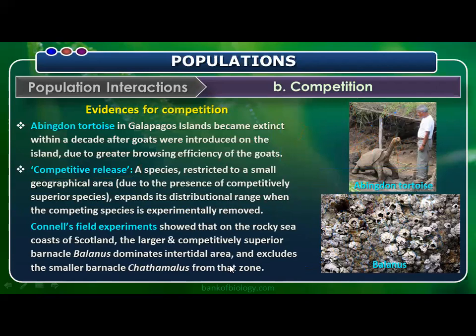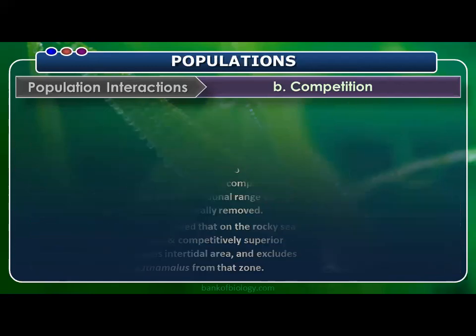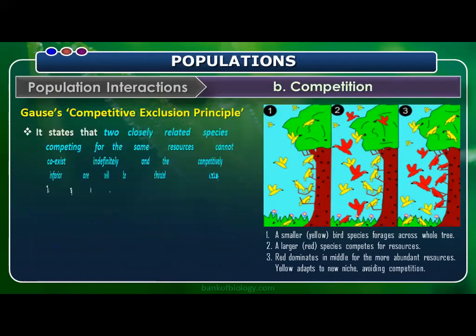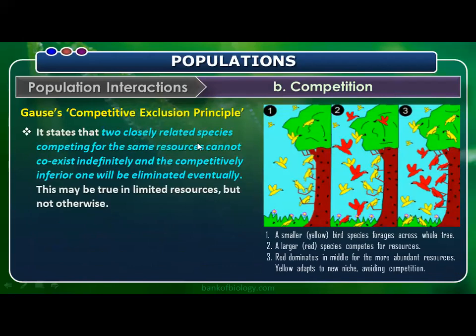Okay. Next, this experiment was actually done by Connell. His field experiments, we used to say, showed that on the rocky sea coast of Scotland, the larger, competitively superior barnacle Balanus dominates the intertidal area and excludes the smaller barnacle Chthamalus from that zone. Moving on, the Gause competitive exclusion principle: closely related species competing for the same resources cannot coexist indefinitely, and the competitively inferior one will be eliminated.